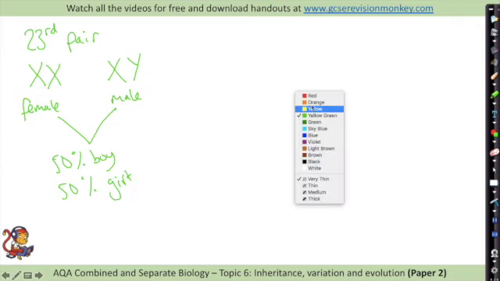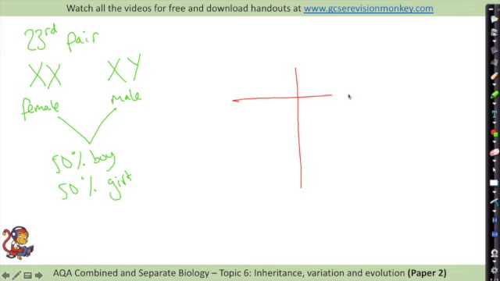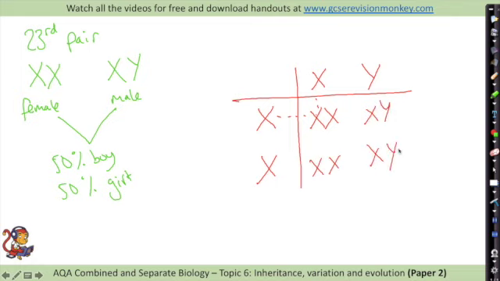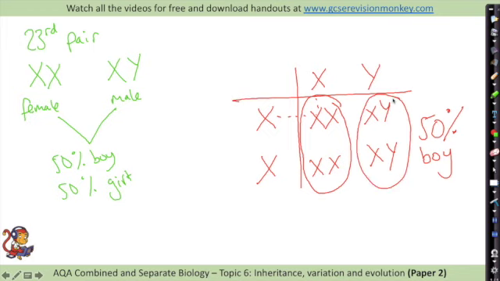Because if we took the possible gametes from a man, we'd have X and Y. The possible gametes from a female, we'd have X and X. And you will have to complete these crosses in the exam. So here we'd have XX, here we'd have XY, XX and XY. So you'd finish that off by showing that it's a 50% chance of getting a boy or a girl. Here we've got 2 XX, so a 50% chance of it being female, and here we have 2 XY, showing that there's a 50% chance of getting a male.